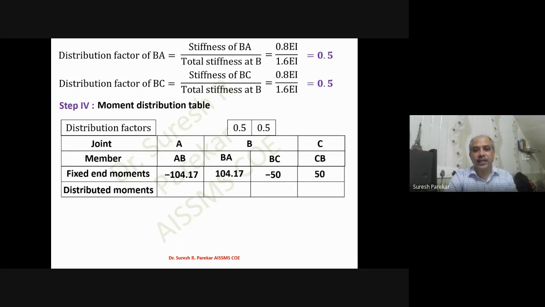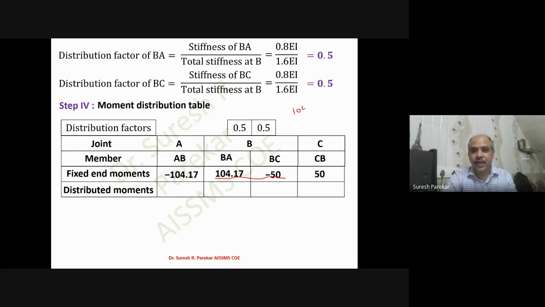So how are we going to distribute it? We are going to add these two moments, that is the algebraic sum, 104.17 minus 50. Whatever value we get, we take the opposite sign, and that opposite sign we are going to multiply by 0.5 and 0.5. How do we do it? So I will calculate over here.